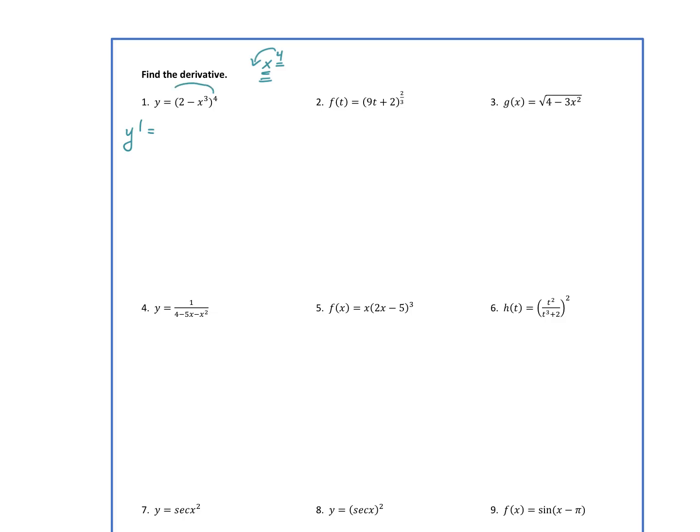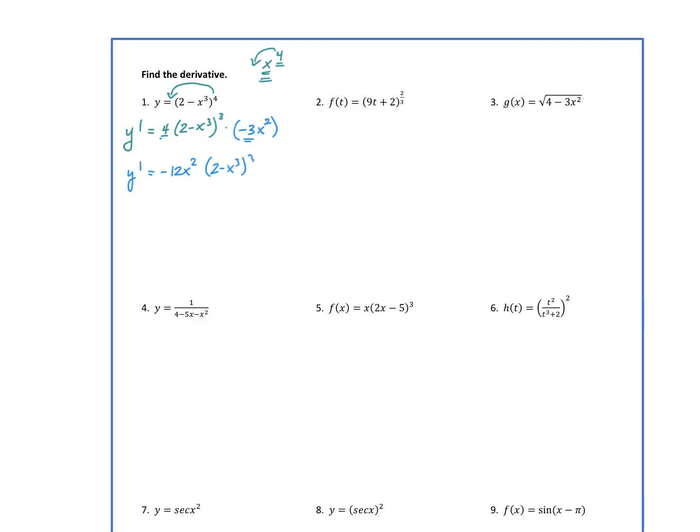So we bring down the 4, we rewrite it, we lower the power by 1, but now we have to take the derivative of the inside, which is negative 3x squared. Y prime, I could do this times this, we get negative 12x squared, 2 minus x cubed.